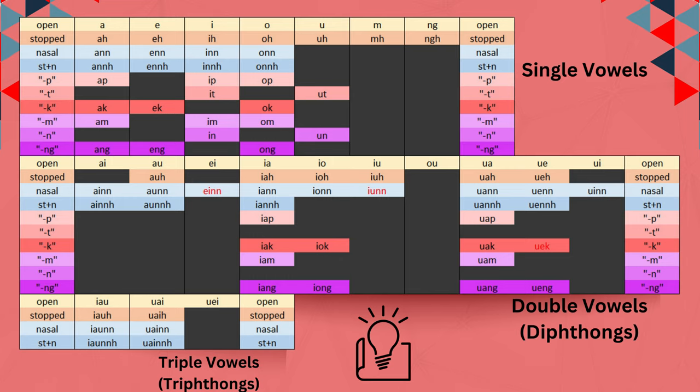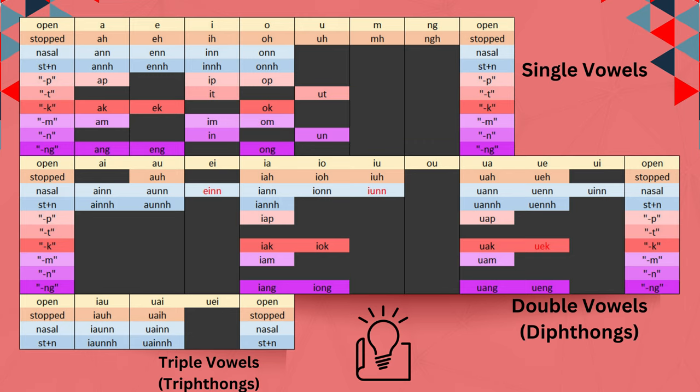The nasal forms are i, au, a, ya, yo, u, wa, we, we. The glottal stop and nasal forms are i, au, ya, wa, we. Only certain double vowels can accept P or K stops or NG final consonants. So these rules apply to diphthongs as well.